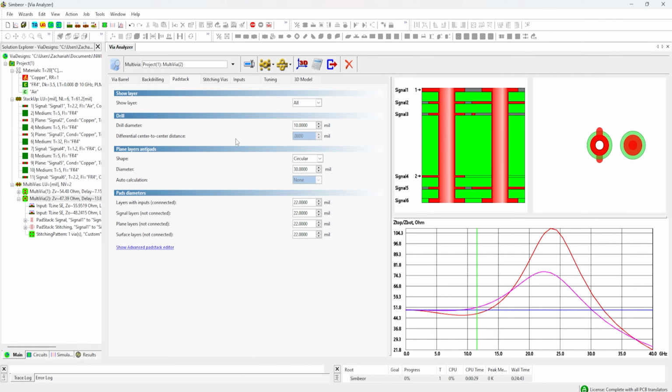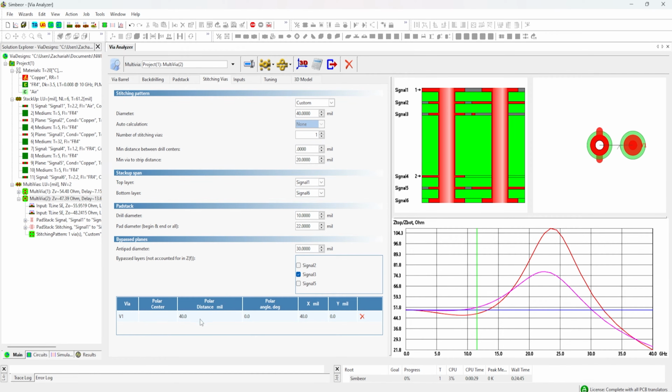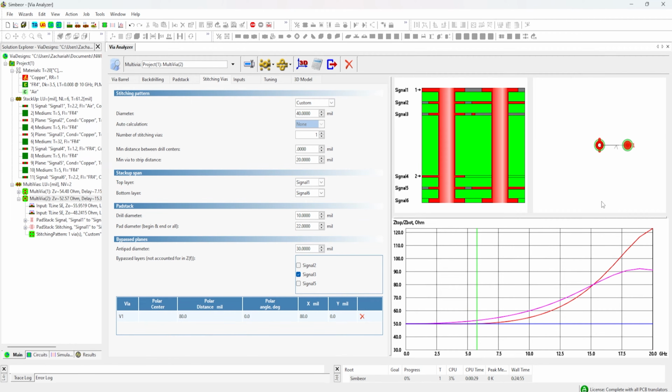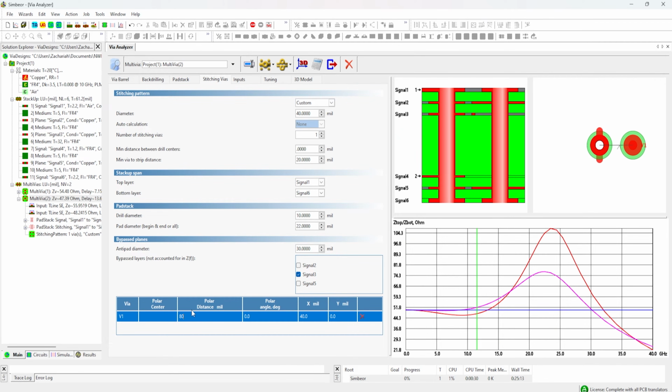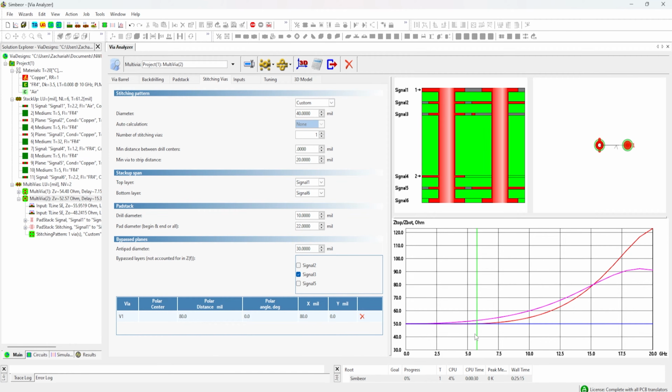Now, what about the location of the stitching via? What happens if we change the location of that stitching via? Well, let's go ahead and change this just as an example. Instead of being 40 mil away, we make it 80 mil away. Well, something really important happened here. When we made this stitching via 80 mil away from our signal via, you see that this green line moved to the left. Previously it was between 10 and 15 gigahertz, about 12 gigahertz, let's say. And then in this case, when we change this to an 80 mil distance, you can see it's just above 5 gigahertz, so basically 6 gigahertz.